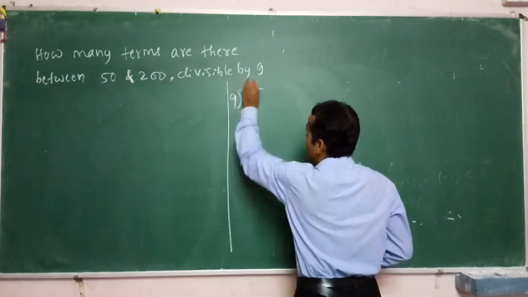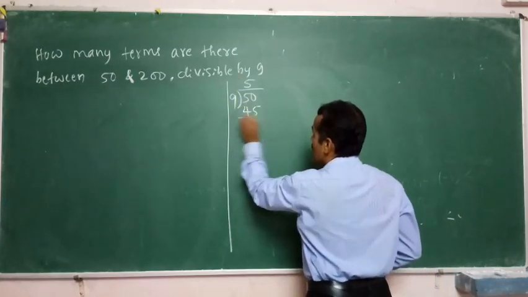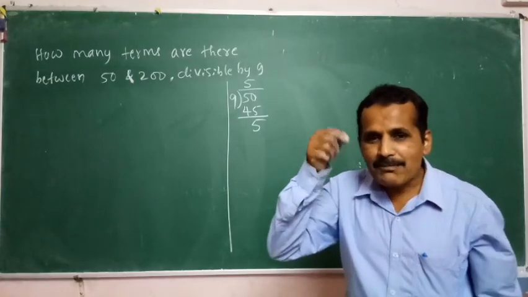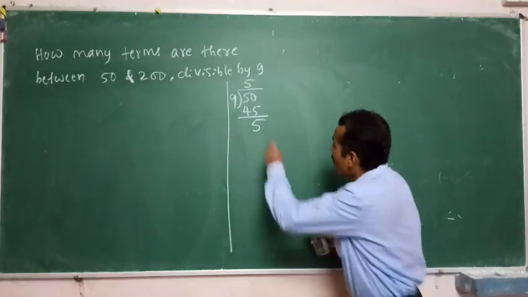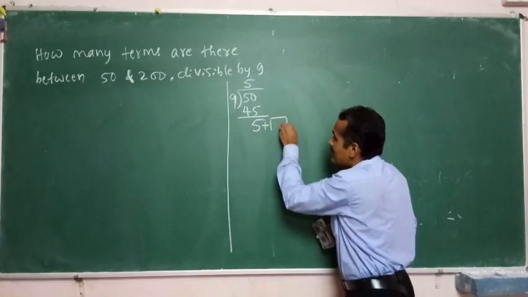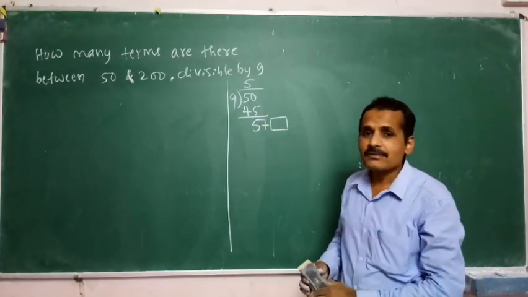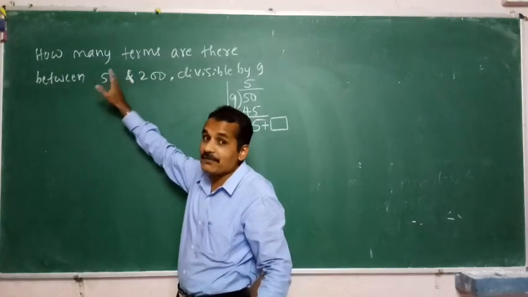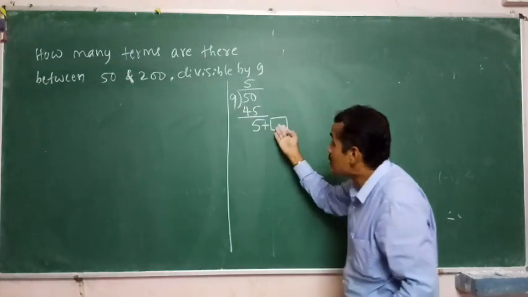9 5s are 45. 5 is the remainder. I should think in my mind, something I should add, because I want a number greater than 50. Something, how much I should add?